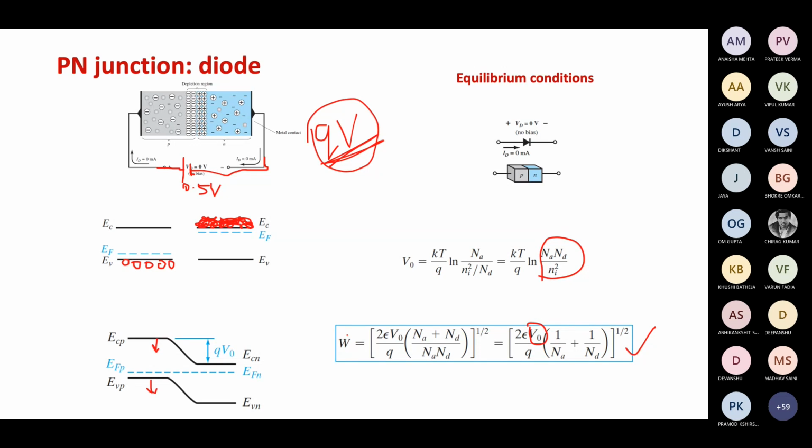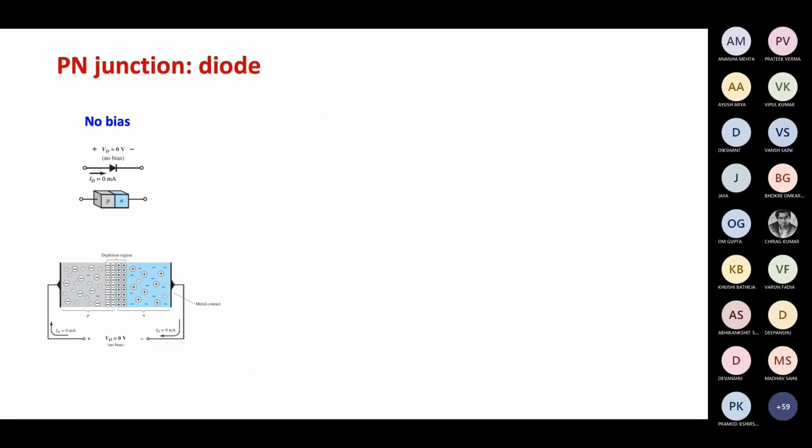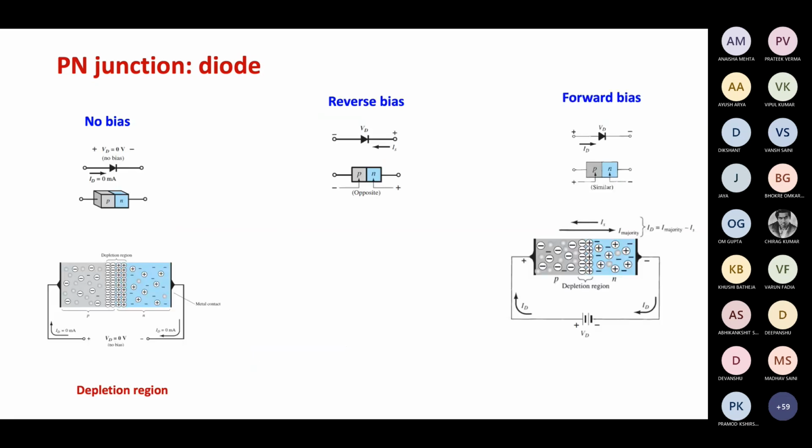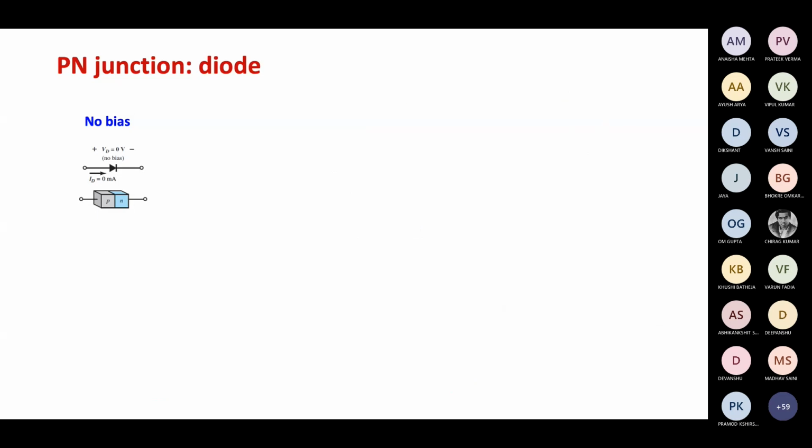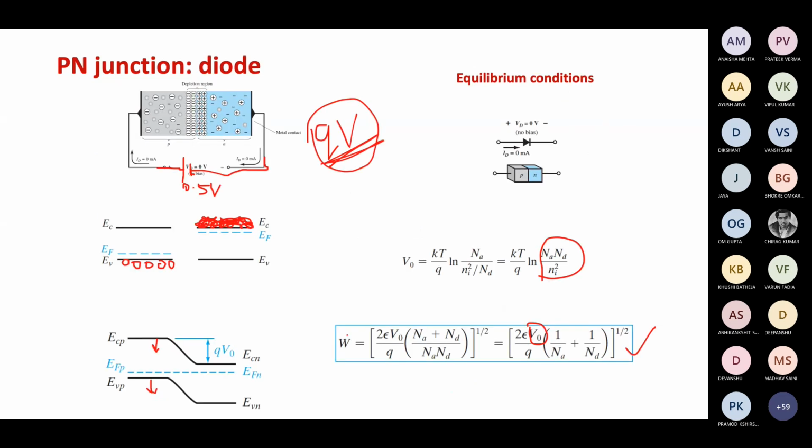So this is what is there in diodes, and I have broadly given you an idea of what happens when we apply a voltage across the diode. A reverse bias voltage means, from the previous analysis, that this hill is increased.